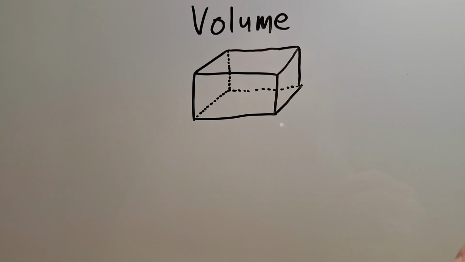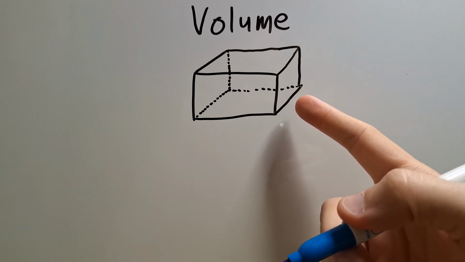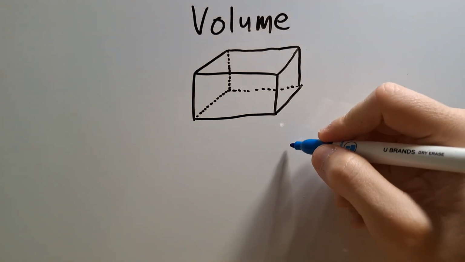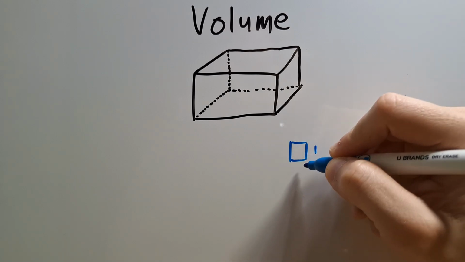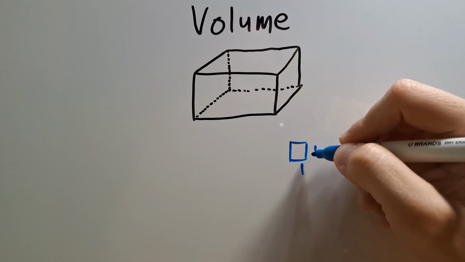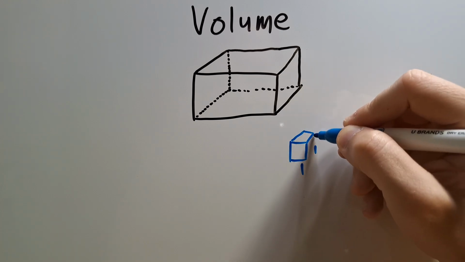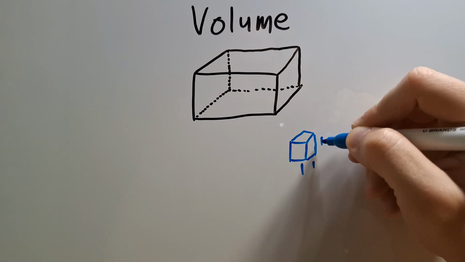So volume is a measure of the space inside a solid shape, a three-dimensional shape like this prism up here. The volume of a solid is the number of cubic units it takes to fill that solid. So think of it as like seeing how much of these 1 by 1 cubes, if I were to draw this from a three-dimensional perspective, these all measure 1 by 1 by 1.